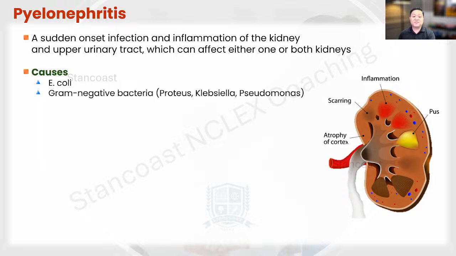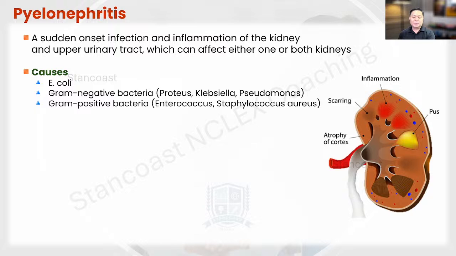So we also have Proteus, Klebsiella, and Pseudomonas, and these are examples of gram-negative bacteria that can also cause kidney infections, especially in healthcare settings or for those individuals with compromised immune systems. Now, gram-positive bacteria like Enterococcus or Staphylococcus aureus, although these are less common, can also contribute to the development of pyelonephritis.